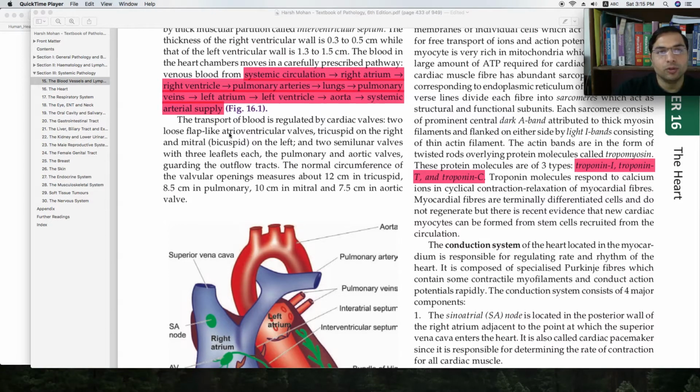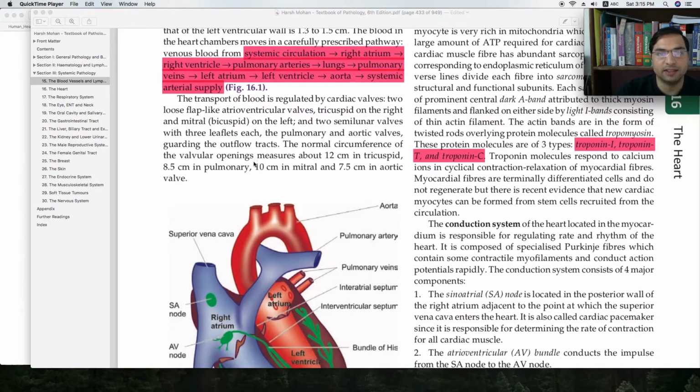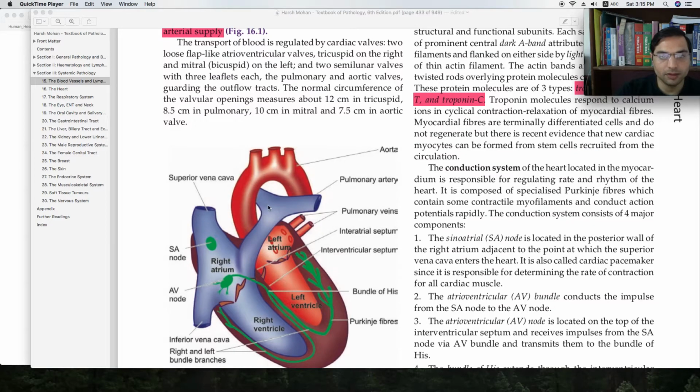There are two loose flap-like atrioventricular valves: tricuspid on the right and mitral on the left, also called bicuspid because it has two cusps, two leaflets. And there are two semilunar valves with three leaflets, the pulmonary and the aortic valves. The pulmonary artery is lined by the pulmonary valve, and the aorta is lined by the aortic valve. These two, pulmonary and aortic valves, are called semilunar valves.